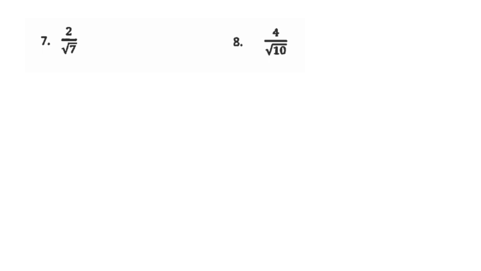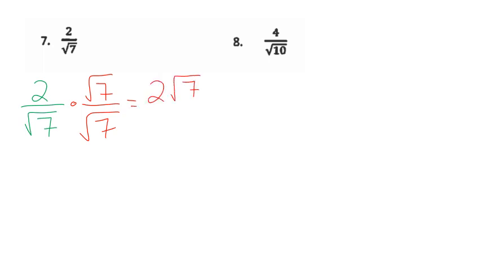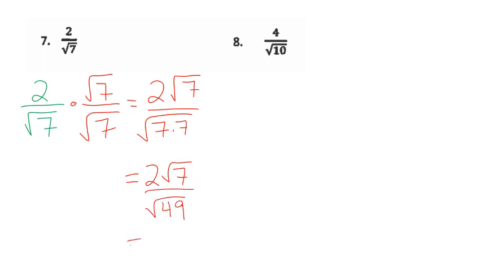For 7 and 8, it's very similar. So we have 2 over radical 7. There's no fraction. We can't simplify root 7, but we do need to rationalize. We can't have any radicals in the bottom part. So I'm going to multiply by radical 7. I'm going to have 2 radical 7 on the top. 7 times 7 is 49. And the square root of 49 is 7. So our final answer would be 2 radical 7 over 7.